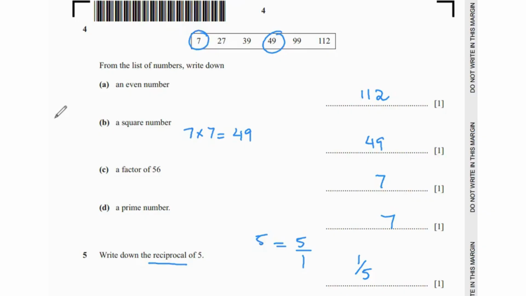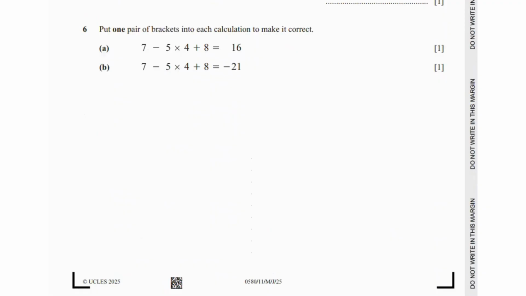Very small basic tricks that you need to remember at all times to score high marks in this exam. Then question 6 says put one pair of brackets into each calculation to make it correct. So what we can do is, obviously, you'll use trial and error first to figure out what works. If we add brackets over here, for this, you need to remember the rules of BODMAS, PEMDAS, whatever you call it.